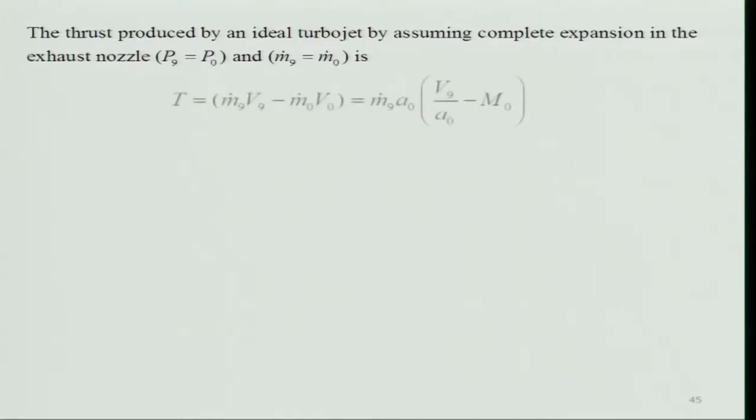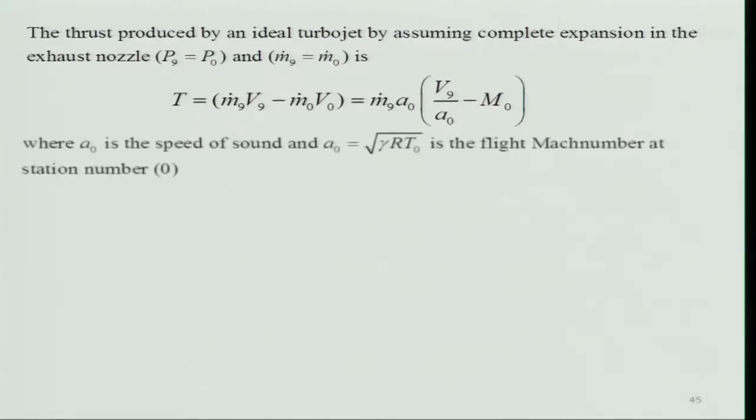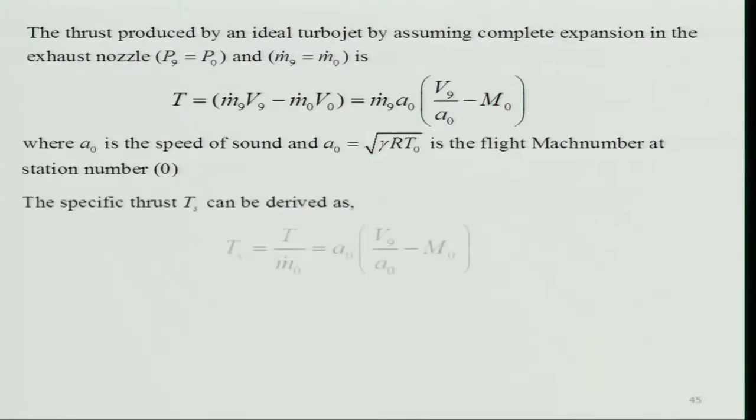Thrust produced by an ideal turbojet engine will be the same as what we derived: m9 V9 minus m0 V0. If I take a0 and m0 out, I get V9 by A0 minus M0, where M0 is the flight Mach number and A0 is the speed of sound. The specific thrust, as I told earlier, is the thrust divided by the mass flow rate of air, which is A0 times V9 by A0 minus M0. It's the same thing we have done.